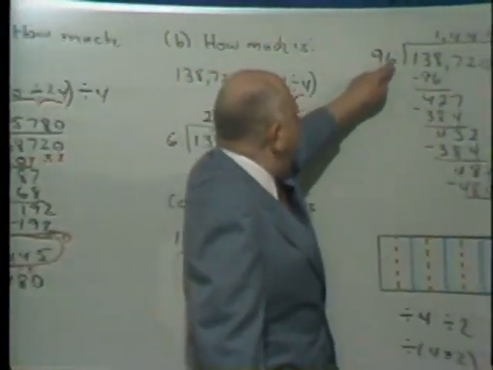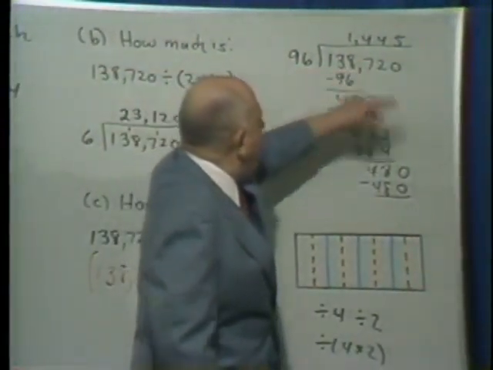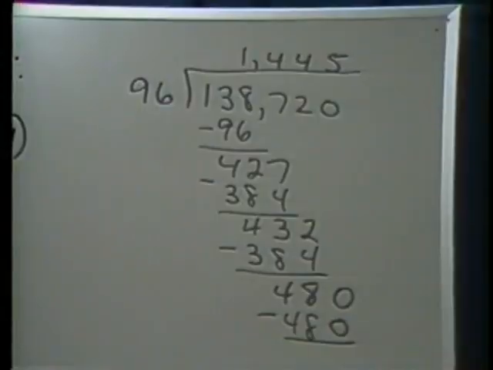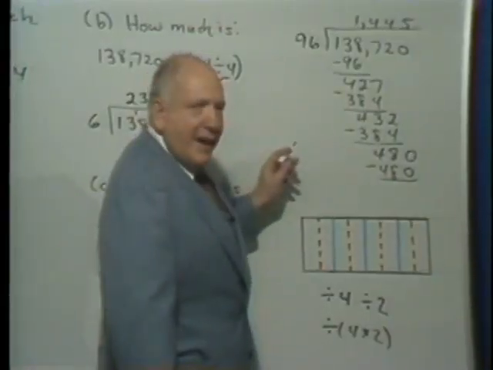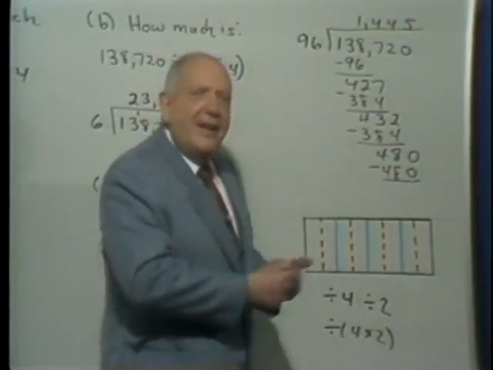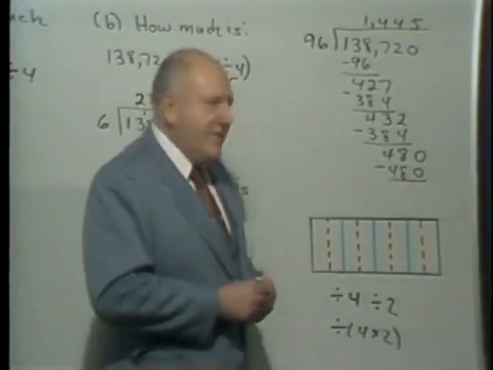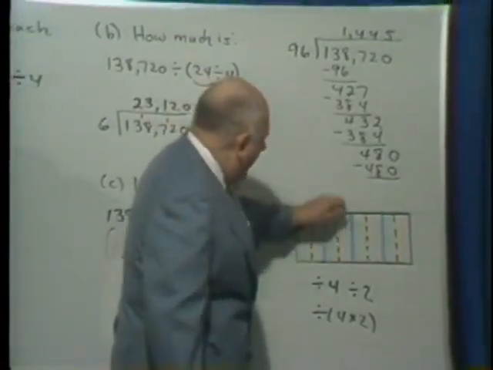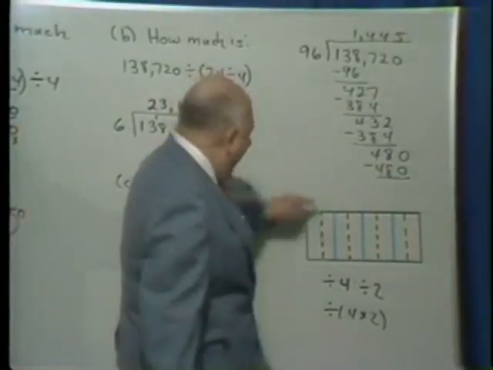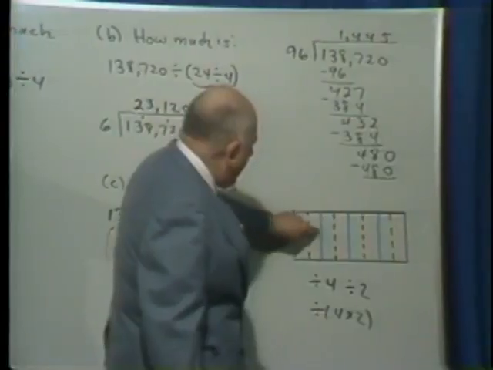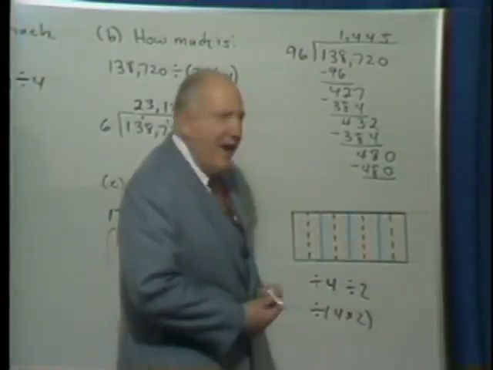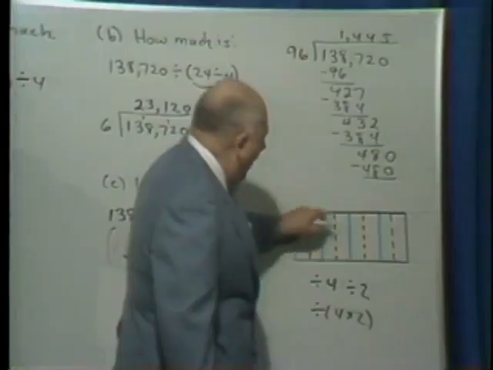If I divide 96 into 138,720, look what I get. I get the same answer I got in Part A. And the thing I wanted to show you is that if you divide by a number and then divide by another number, it's the same as dividing by the product of the two numbers. I just wanted you to see that before we quit. See, here's a rectangle. If I divide it by 4, I break the thing up into 4 parts. Now if I divide that in turn by 2, each of the 4 pieces becomes 2 pieces. So altogether, how many equal parts did I divide this into? 4 times 2, or 8 parts.